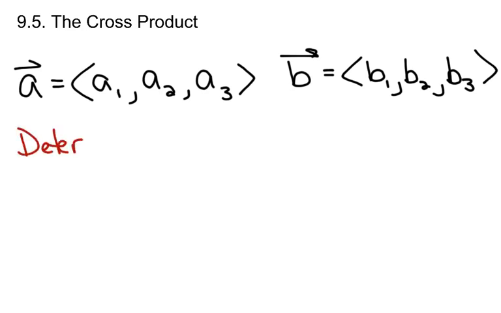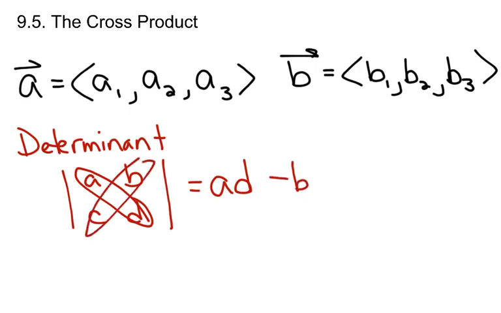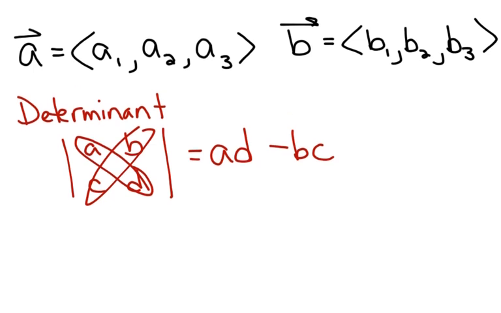We started by learning this thing called the determinant. It looks like a matrix, except that instead of being between braces, it looks like it's between absolute value bars. To find the determinant, you would multiply A times D and subtract from it B times C. And it needs to be done in that order. It's very, very particular. Well, this is a determinant of order 2.